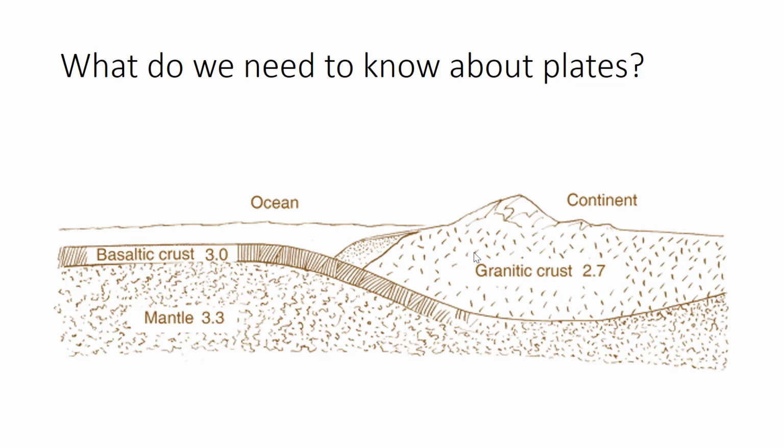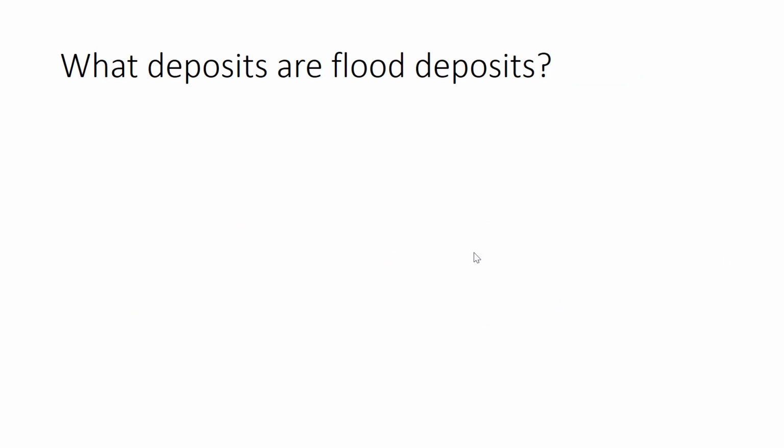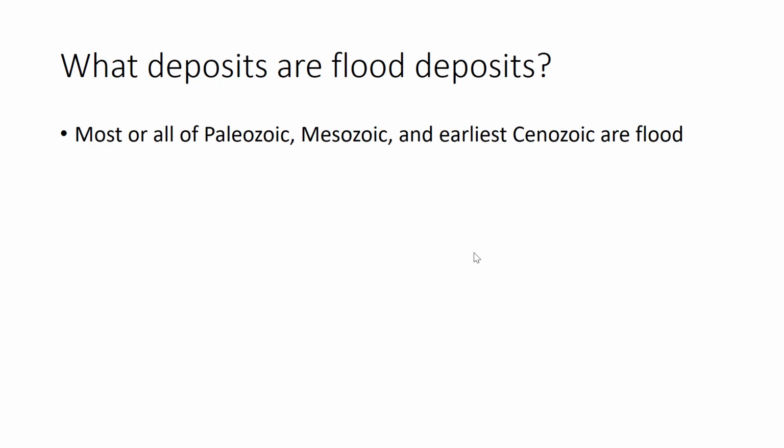And so that's why our main basins globally are in the oceans, where we actually get the lowest amount of sinking into the underlying mantle. So what deposits are flood deposits? We have some different flood models that talk about the entire geological column, and so we need to start figuring out what are flood deposits.